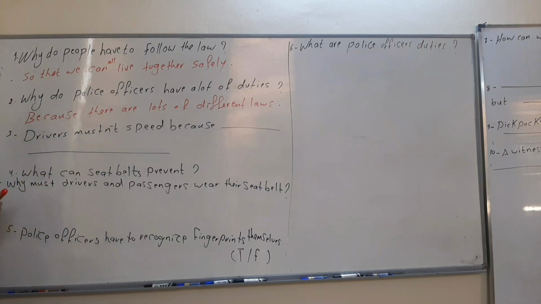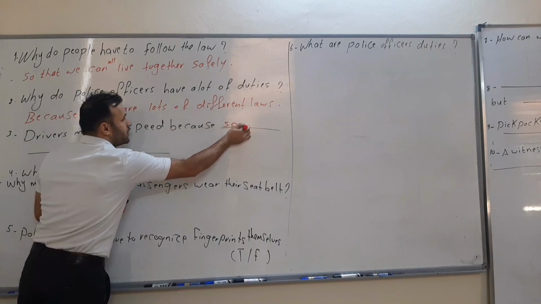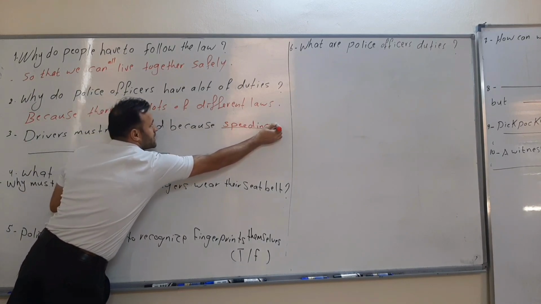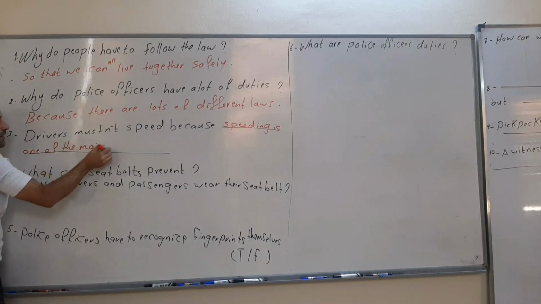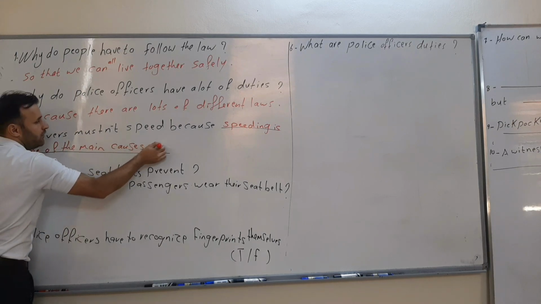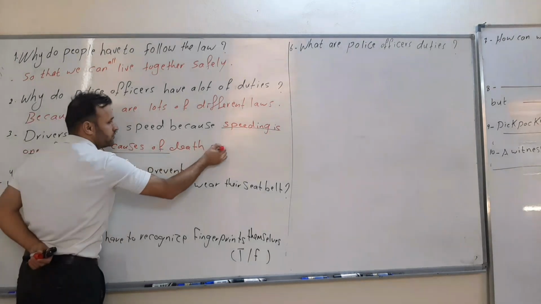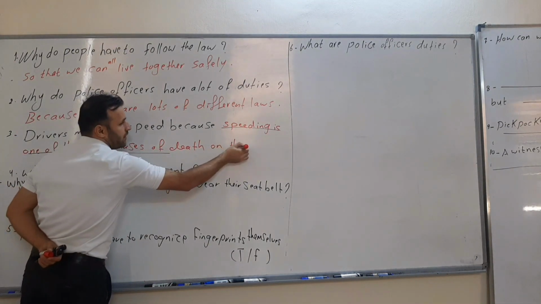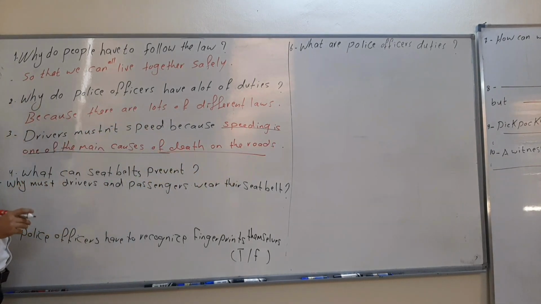So, number three, drivers mustn't speed because we know that speeding is one of the main causes of death on the road or on the roads. So that's why people mustn't speed.